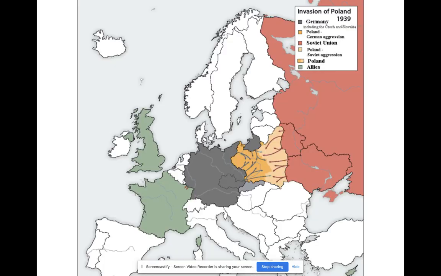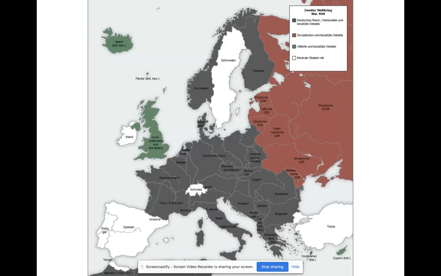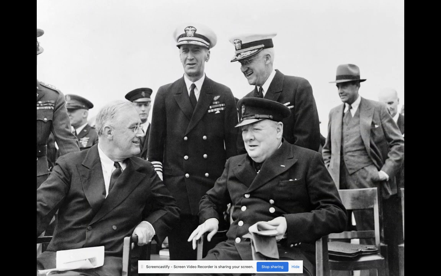Okay. And you can see on the map there, Poland being divided up in 1939. And here's an image of the invasion of the USSR by Germany, which was initially successful. And the grey areas show the extent of German occupation of Europe in World War II. Here we see the Atlantic Charter being signed off the coast of Newfoundland in 1941. That's UK Prime Minister Winston Churchill. And we see the US President here, Roosevelt.